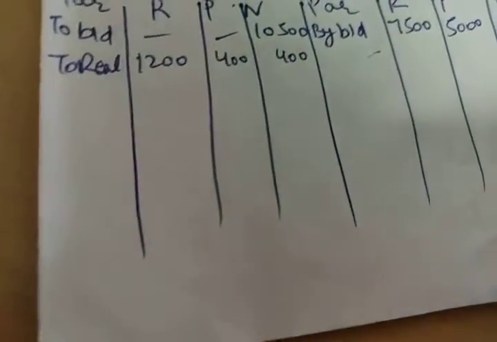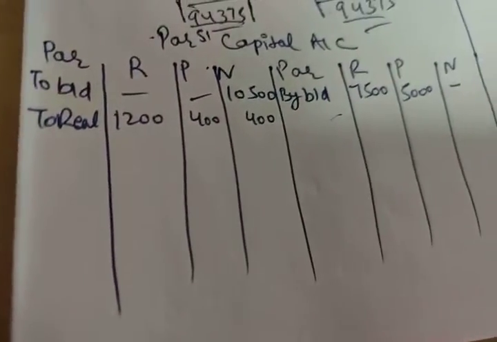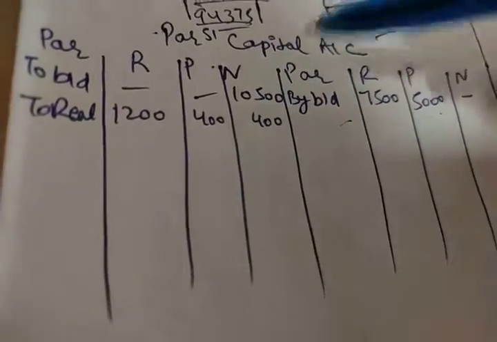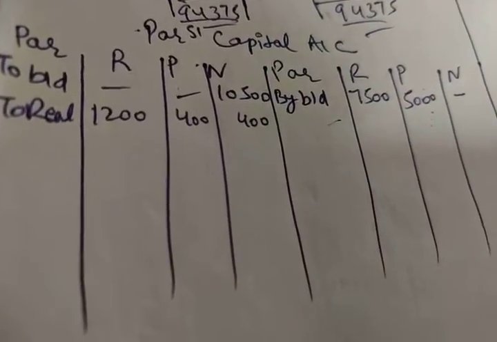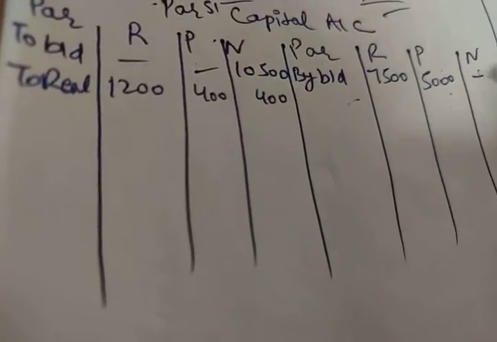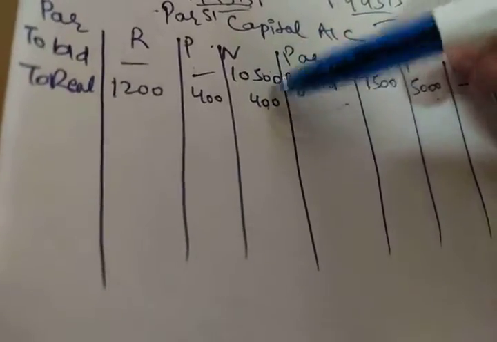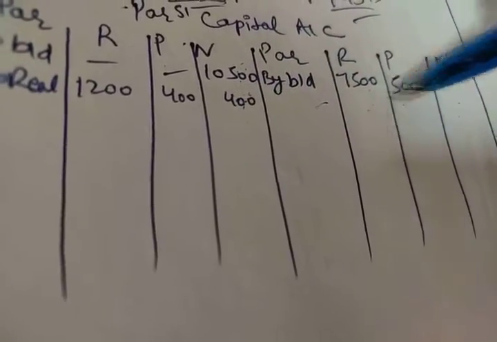How much sufficient does he have? 7,500 minus 1,200, he has a sufficient of 6,300. Fine. Now check for P. P has a credit balance of 5,000 and a debit balance of 400. That means P also has an excess amount of 4,600. Now check for N. N does not have any credit balance, but N has a big, huge debit balance, that is a total of 10,900. So these two partners who have the credit balance need to make this good.